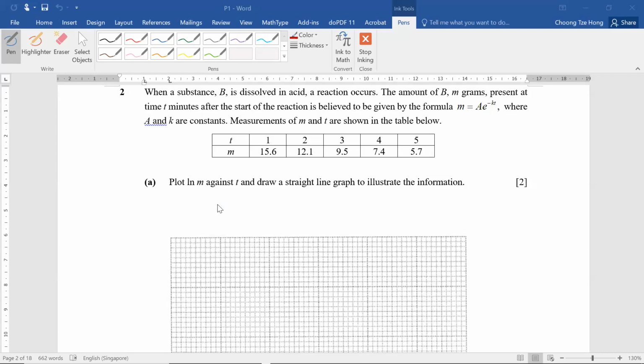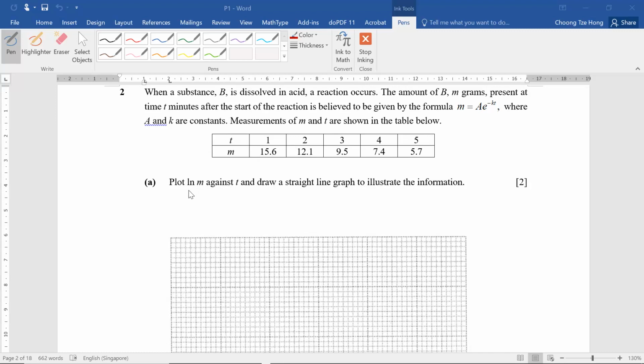For this table, they give you some values of time, 1, 2, 3, 4, 5 minutes, and the amount of B remaining, that's not dissolved. So they give you those values. Part (a): plot ln m against t and draw a straight line graph to illustrate the information.